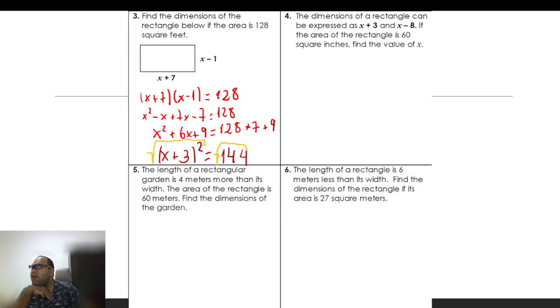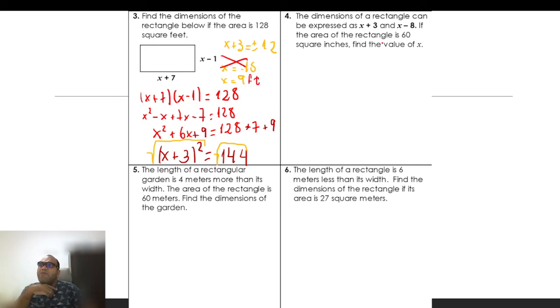Taking the square root, we have x plus 3 equals plus and minus 12. The solutions: I have two. One is x equals negative 15, okay? And the other one, x equals 9, right? Why? If we move here, we have positive 12 minus 3, which is 9. That's correct. Do we have a negative measure? Nope. Then the solution here is just one number, 9. Okay, x equals 9. 9 is what? 9 is feet.